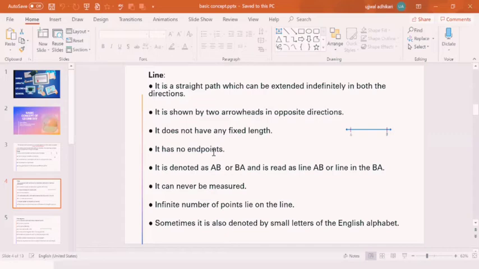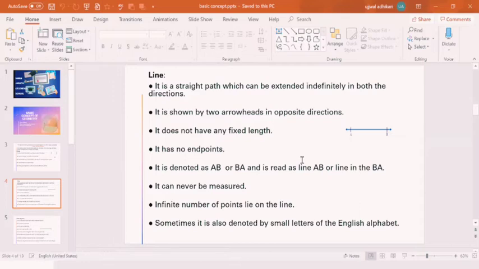At here you must declare that a line has no end points. Line को end points हुँदैन. It is denoted by AB or BA. In the given figure, there is a line which may be denoted by AB or BA, and this line may extend toward both directions. It can never be measured.